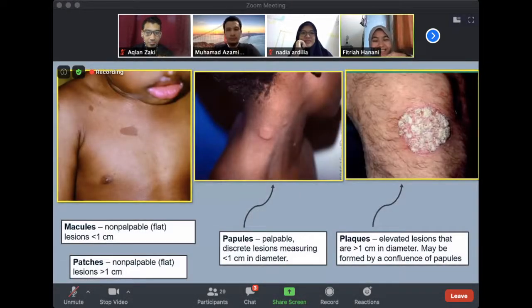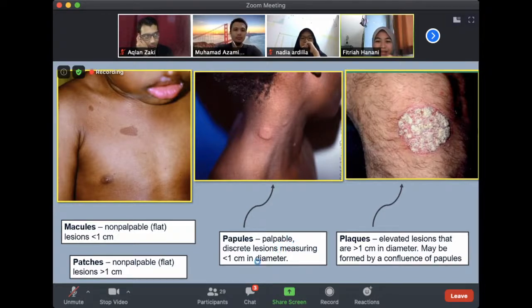Okay. So we have papules and also plaques. For the papules, it is a raised lesion which is palpable, less than 1 centimeter. The picture indicates a patient with urticaria, so we can see the papules. And this is the picture for the next one. Can you see my cursor?